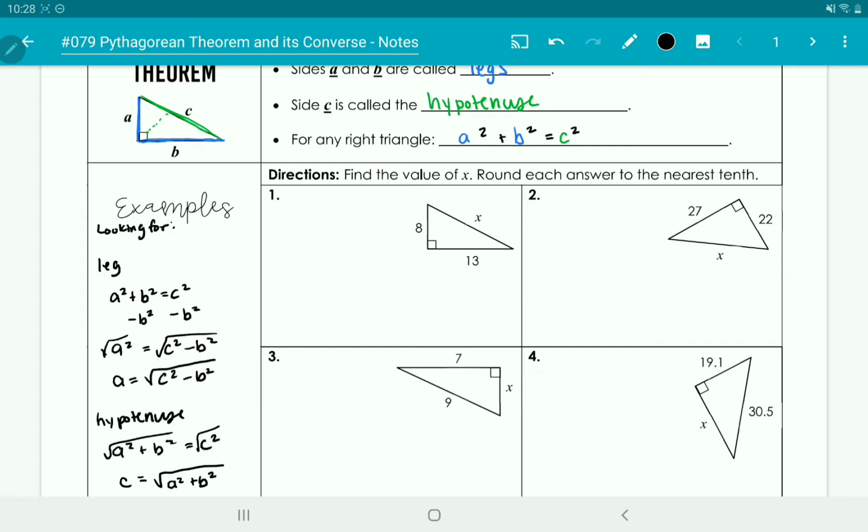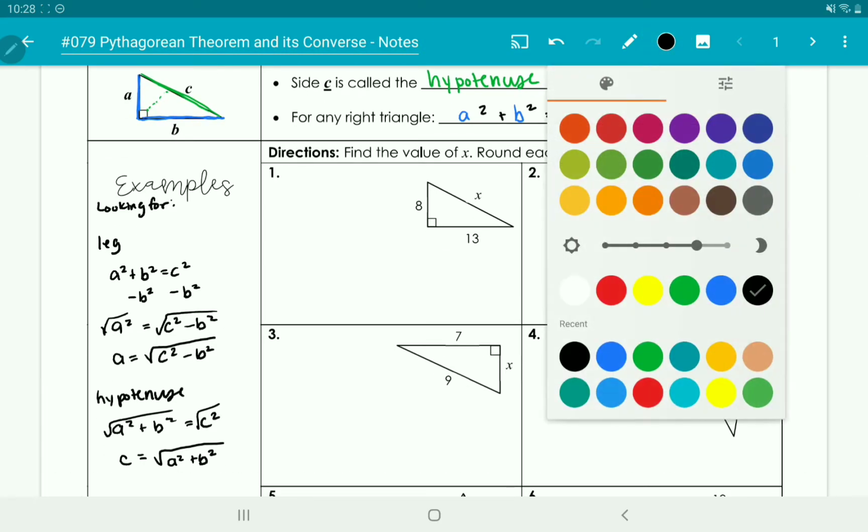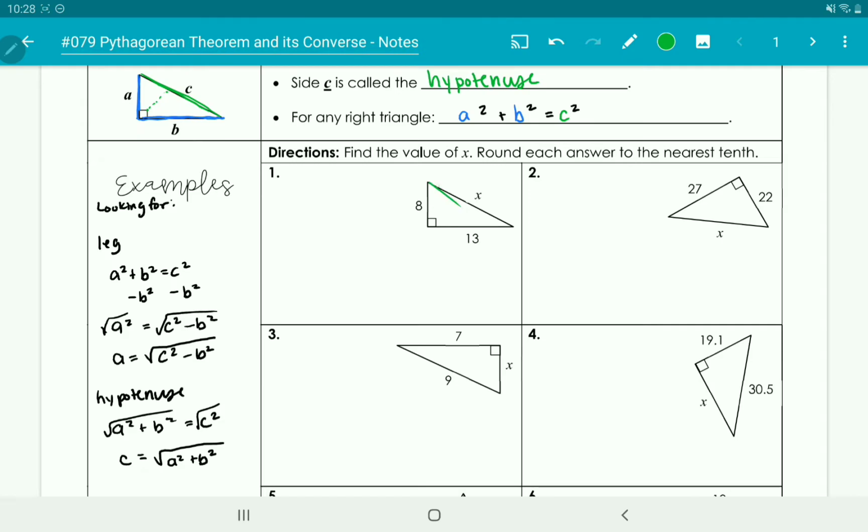Okay, so first, whenever we do one of these, we're going to label which one's the hypotenuse. So I'm going to highlight that one, directly across from the right angle, doesn't touch it. So we know that our two legs are going to be A and B, and our hypotenuse is going to be C. So we have A squared plus B squared is equal to C squared. All right, and so now we can plug in our numbers. A we wrote down as 8, B is 13, and we're looking for C, but we're going to replace it with the X that's up there. Now we just need to solve for X.